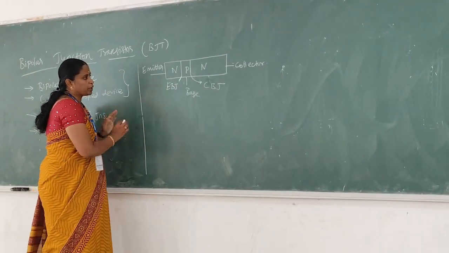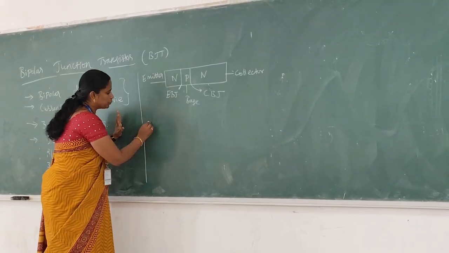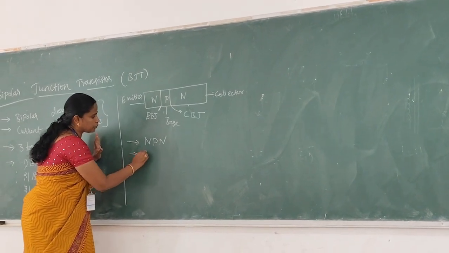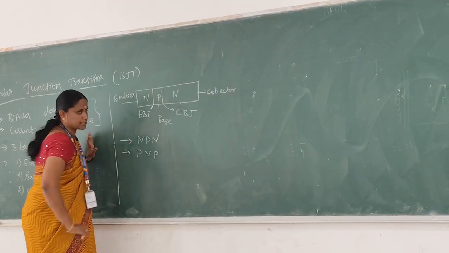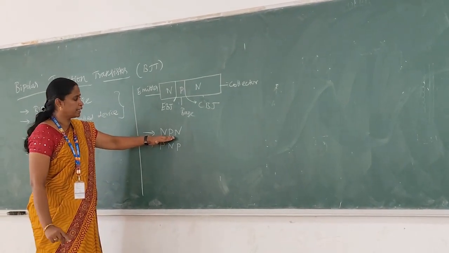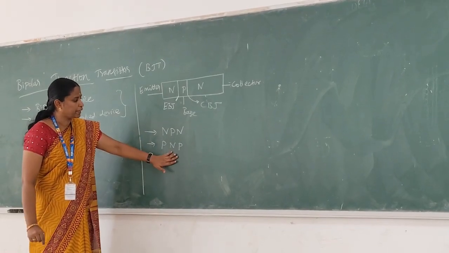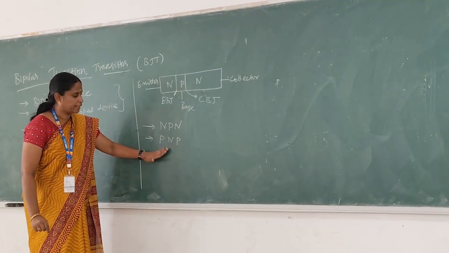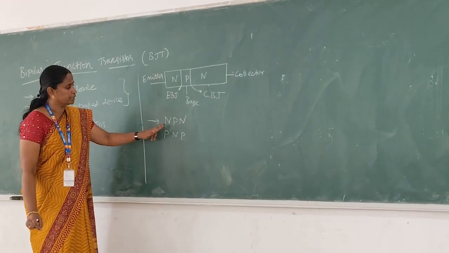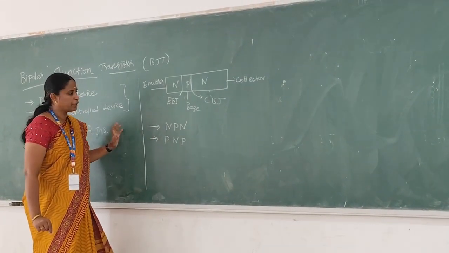Depending upon the type of connection, it has 2 types: the NPN transistor and the PNP transistor. In an NPN transistor, a P material is inserted between 2 N materials, and in a PNP transistor, an N material is inserted between 2 P materials.